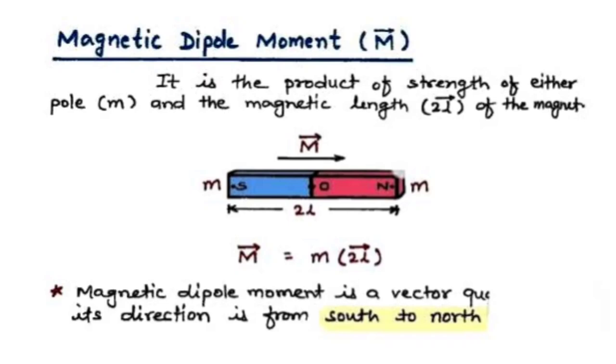Magnetic dipole moment. It is represented by the symbol small m, which is equal to qm multiplied by 2l. Here qm represents the pole strength of either pole and 2l is the distance between the magnetic poles. Magnetic dipole moment is a vector quantity because the magnetic length is directed from the north pole to the south pole. So we can say that the direction of magnetic dipole moment is from the south to the north pole of a magnetic dipole.